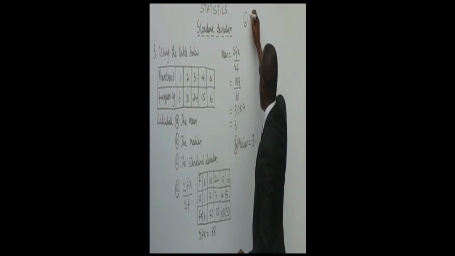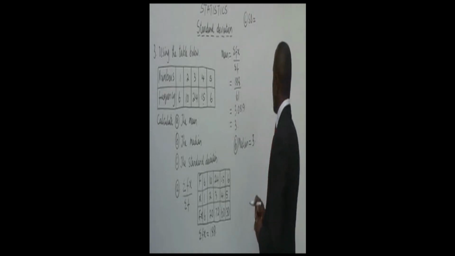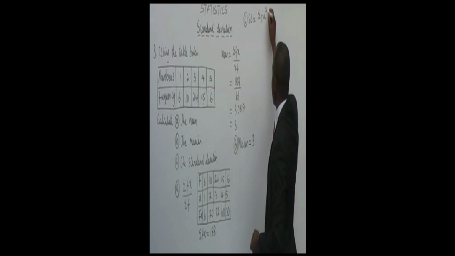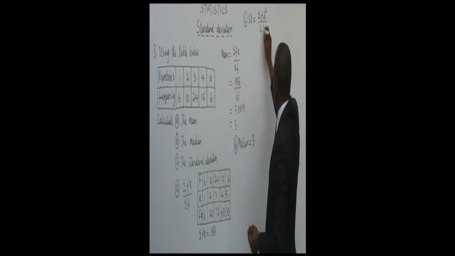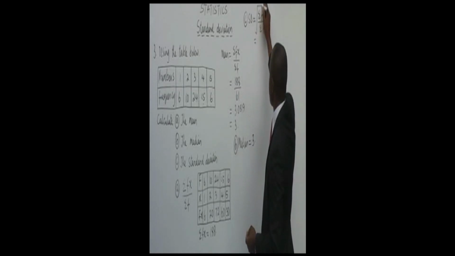Question C has asked for standard deviation, which has the abbreviation SD. And I've told you we calculate it by summation FD squared. I don't know why I always want to write D first, but even if you have D here and F here, they are the same thing. But most authors have it like this, divided by summation F. That is your standard deviation when you find the square root.